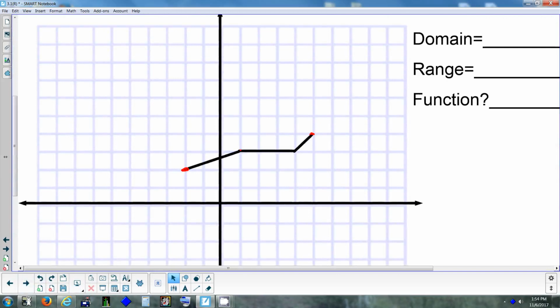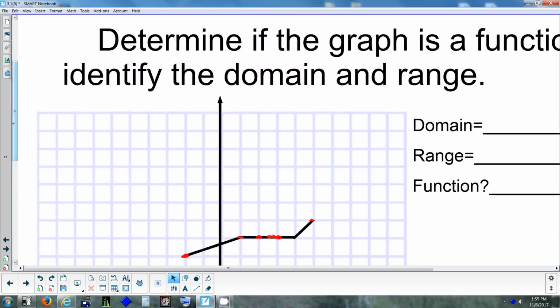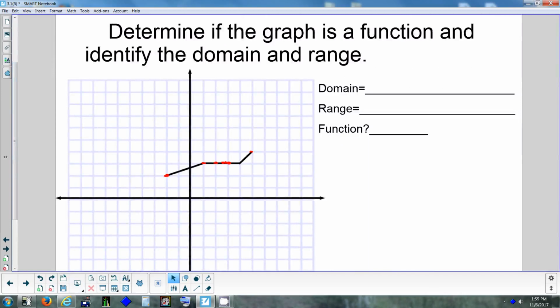Does it include 1? Yep. Does it include 2? Yep. 2.5? Yep. 2.6? 2.7? 2.8? 2.9, 3. I'm going to show you how you write the domain. So the domain, you just can write down all numbers between -2 and 5.